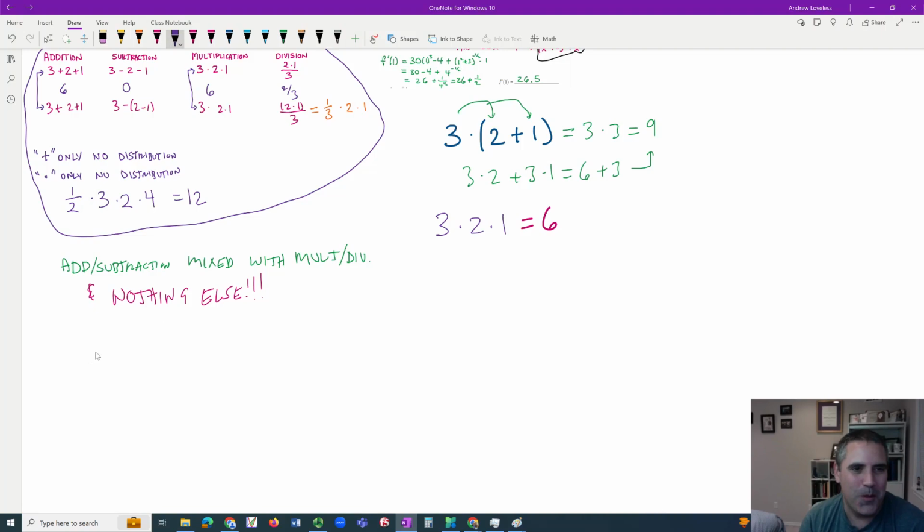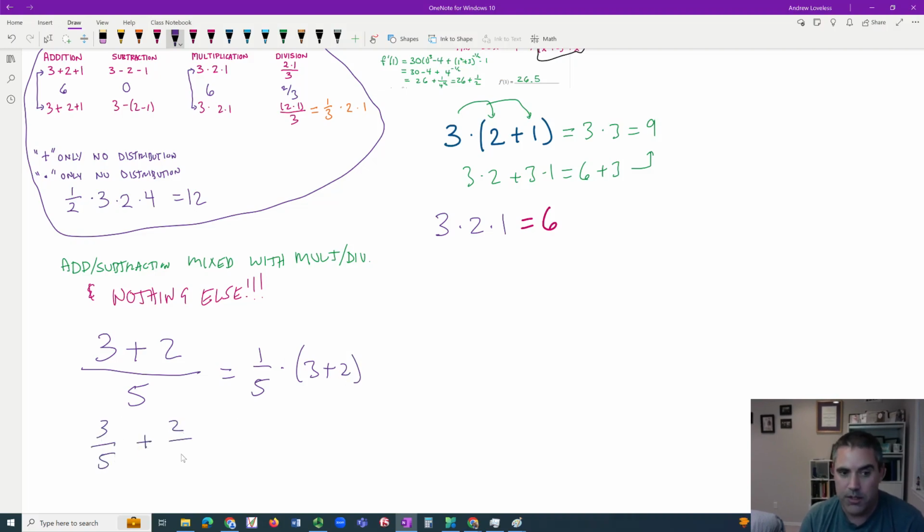Okay, so the other situation would be something like this. 3 plus 2 over 5. This is another situation where we're actually mixing multiplication and addition. You say, what? That's not multiplication. It is multiplication if you look at it this way. You can distribute here. Now, because I know that, I would just have distributed right away. You can also just think about that as adding fractions.